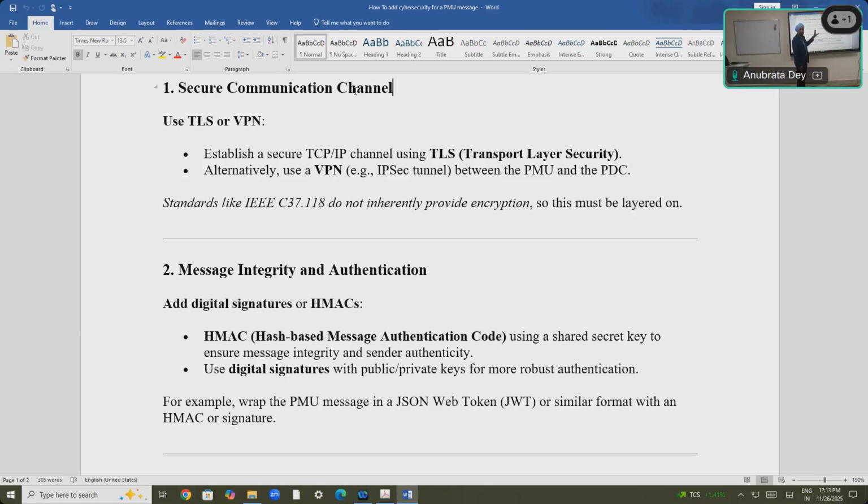Dr. Walza talked about that yesterday. So they do not have inherently any kind of security or encryption built into it. As a result, the majority of PMUs don't have any security built into them. There's nothing. They do follow this standard, but there is no security. So you have to set up your own security.